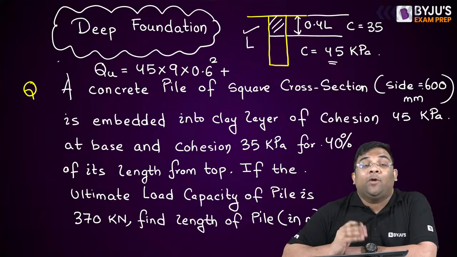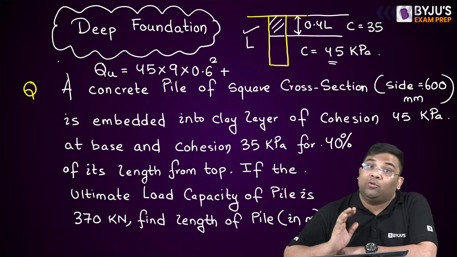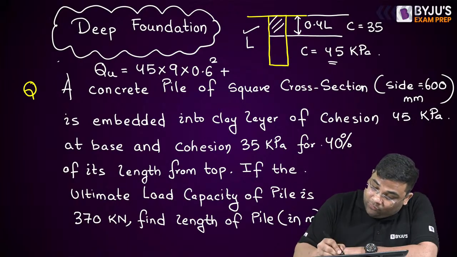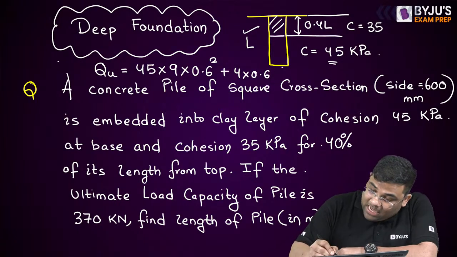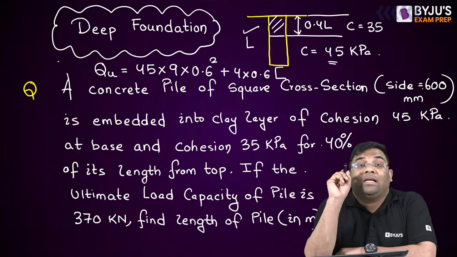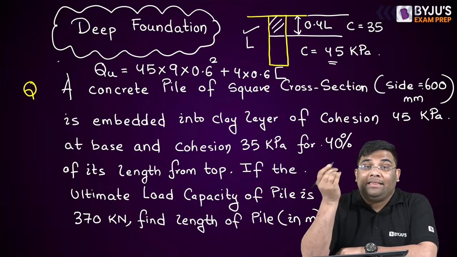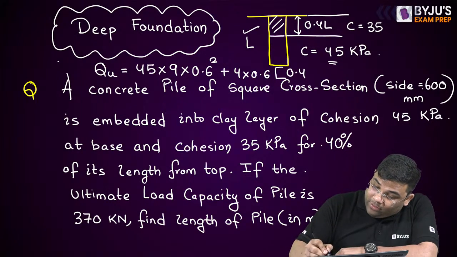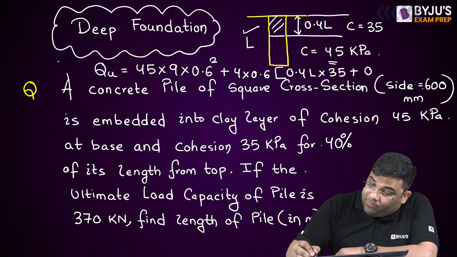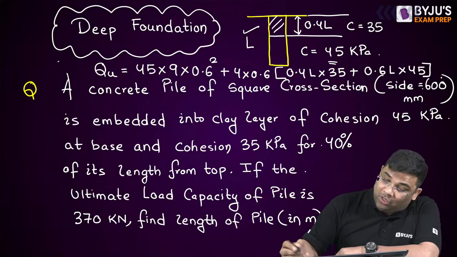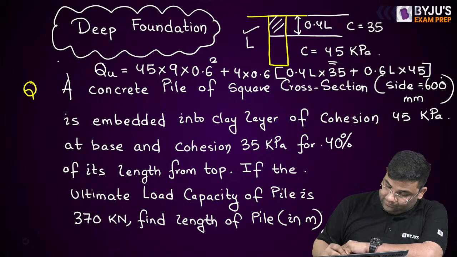So surface area is how much? Perimeter into length, right? Now perimeter is what? It's a square pile, so 4 into base length, right? So 4 into base length is how much? 0.6. Yes. Now for the top soil, the length is how much? 0.4L and the cohesion is 35. Now for the bottom soil, the length is 0.6L and the cohesion is 45. So solve and give me the length L then.